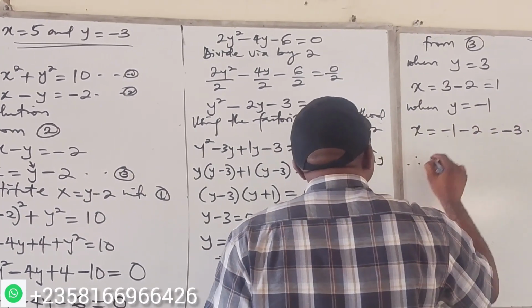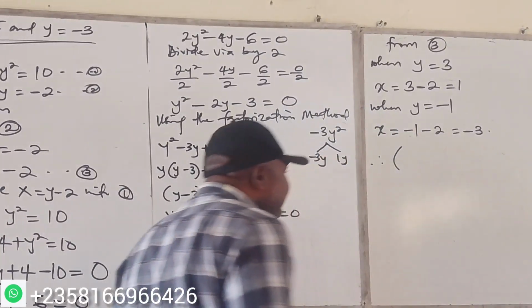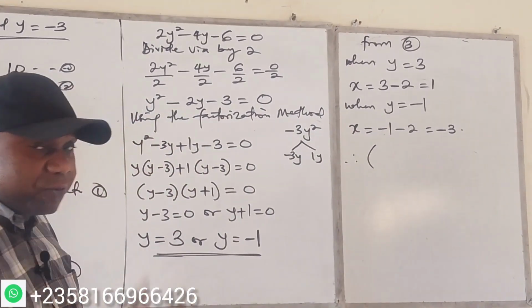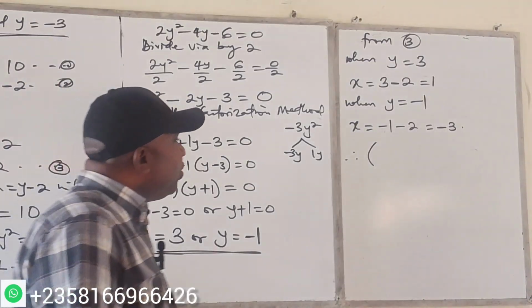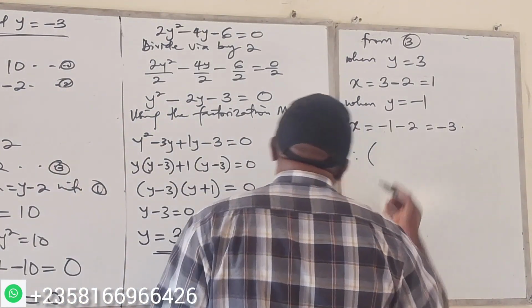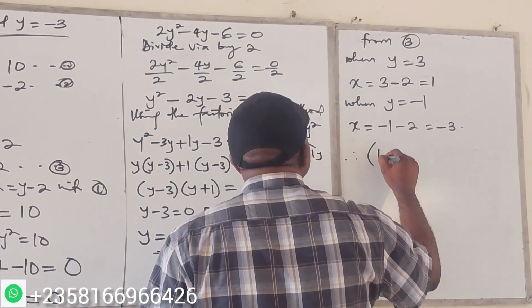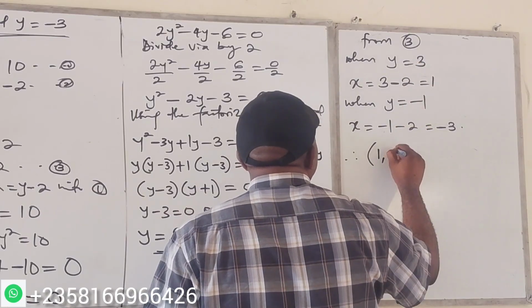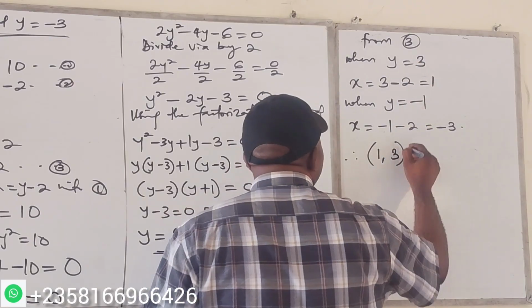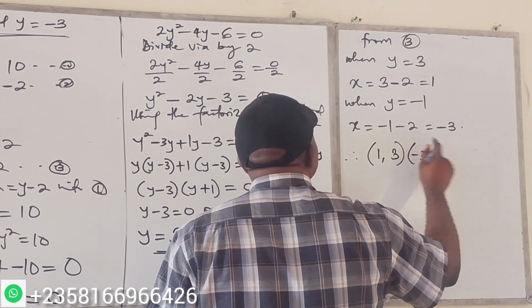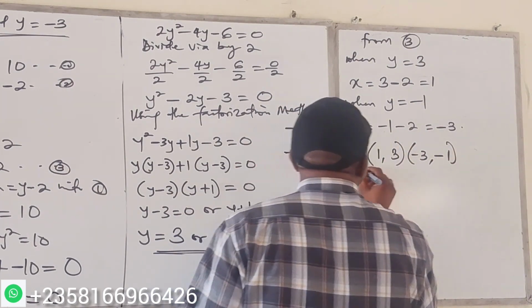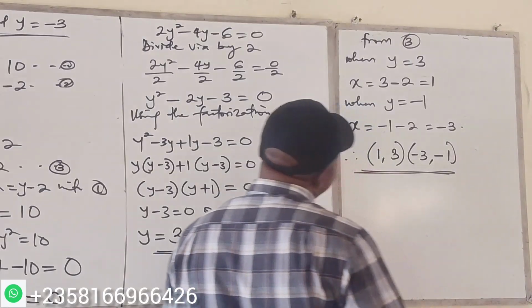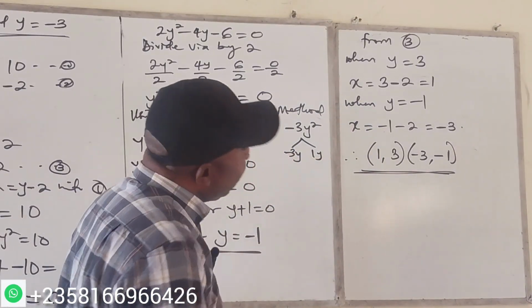So therefore, we all know that x comes before y. It's after x that you have y. So in arranging your answers, first of all, let's figure the values of x. So when x here is 1, the value of y here gave us 3. Now when you have x to be minus 3, the value of y will be minus 1. So these are the values of x and y.